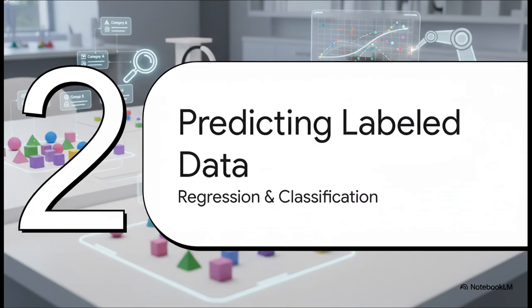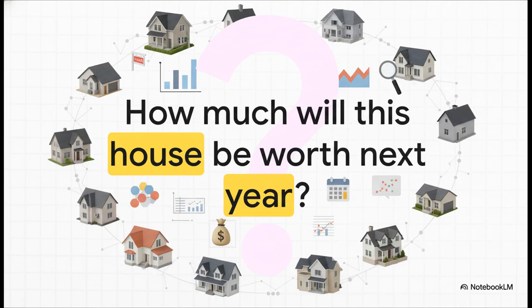Okay, now that we've got that down, let's open up our toolbox and look at the first two major tools. These are for something called supervised learning, which is just a fancy way of saying we're working with data that already has the correct answers labeled for us. So let's start with a classic real-world question. Imagine you've got a ton of data on houses. You know their size, their location, how many bedrooms they have, and now you want to predict the price of a new house. You're trying to land on a specific number.